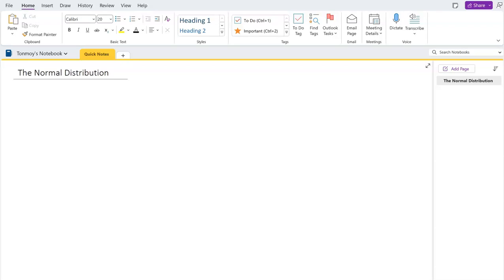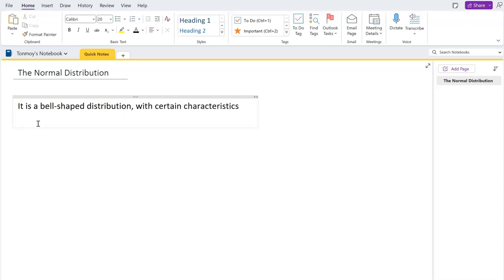Today we're going to talk about the normal distribution. We have all kind of heard about the normal distribution and we have seen what it looks like. So it is a bell-shaped distribution and it has some characteristics.